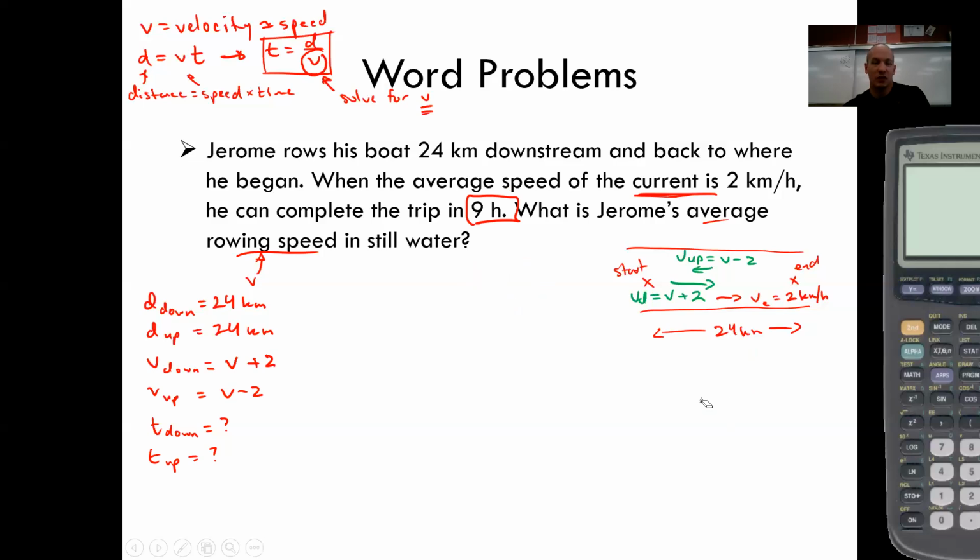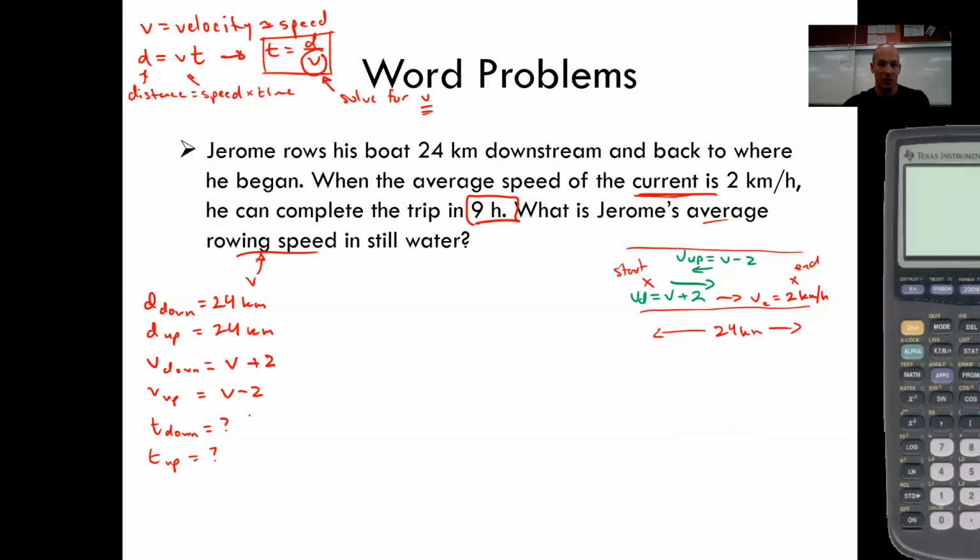What if the fastest you could row was only 2 kilometers per hour? On the way down, you'd be going 4 kilometers per hour, and on the way back, you'd be going 0 kilometers per hour. How much time would it take to complete the whole trip then? It's not 9 hours because you'd never finish. You'd never be able to get back. So there isn't really that symmetry here, and we can't use that to help us solve the problem.